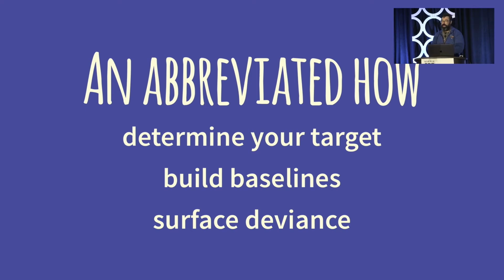So I touched on this a little bit earlier. I'm going to abbreviate it here. How? Determine your target. Whatever the profiling tool that you use is, earlier on in the pipeline, whether it's local laptop, in dev, in the pipeline, you can add tracing commands to your work to say, here's what it looks like, build that baseline, and then using whatever tooling you have available to you, surface deviance.